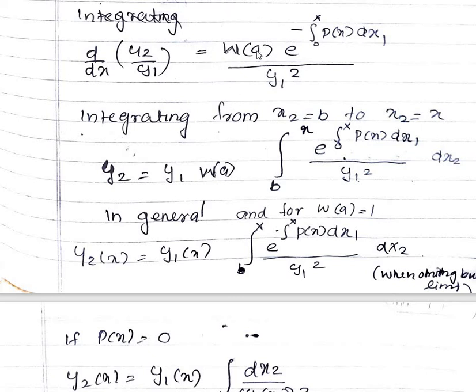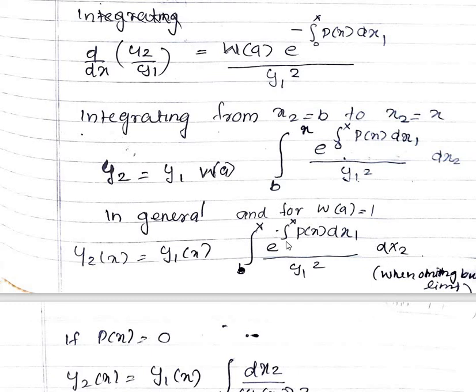Here W of a is a constant, so we can take it outside. Then the integral from b to x of e raised to minus integral 0 to x p of x dx1 divided by y1 square into dx2. Or in general, when the Wronskian or determinant is equal to 1, the solution will become y2 of x is equal to y1 of x into the integral b to x of e raised to minus integral p of x dx1 divided by y1 square into dx2.